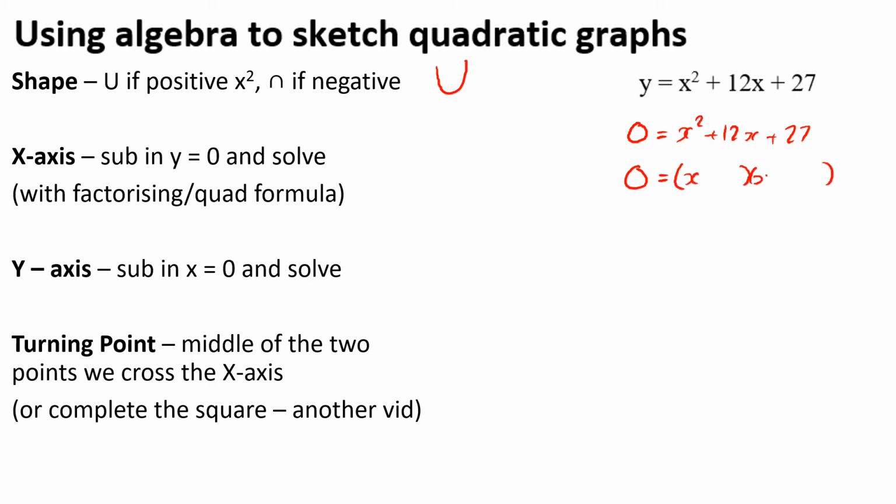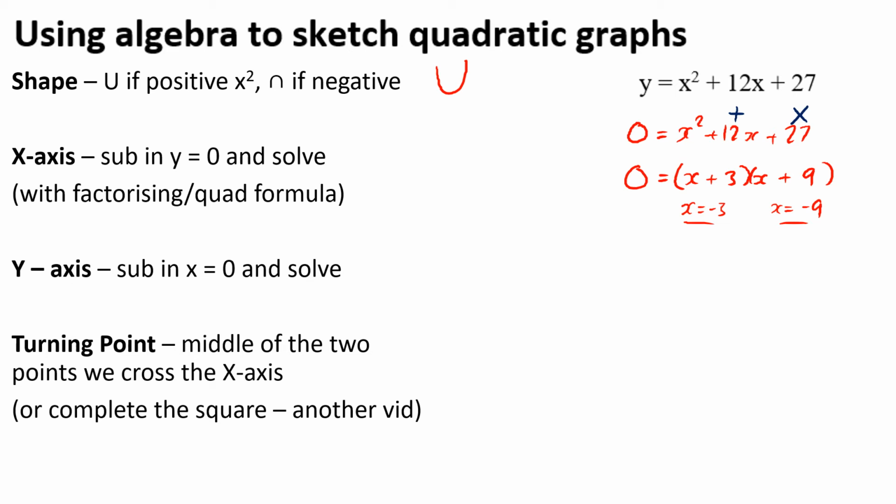And they're just x squared, so it's just x and x. And we need 2 numbers that multiply to 27 and that add to 12. And those numbers are 9 and 3. So we go through at 9 and 3, right? No, we need to solve it. So that means changing the sign at the very end. So we've got x is -3 and -9 as our 2 crossing points.